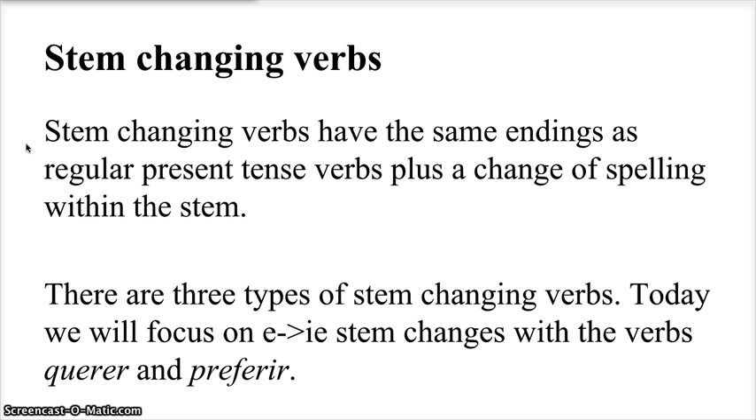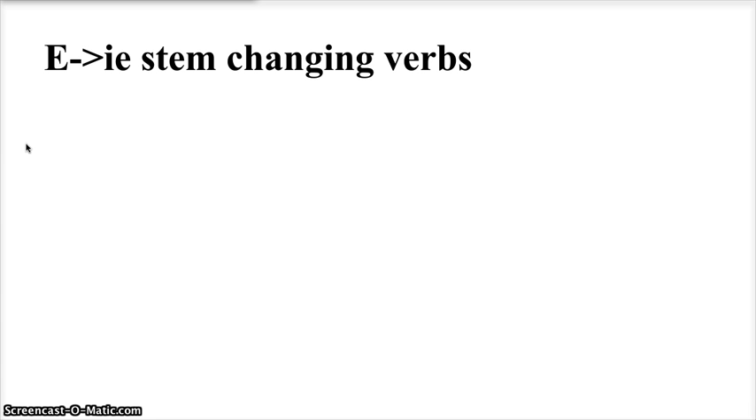There are three types of stem changing verbs. Today we are just going to focus on E to IE stem changes within the verbs querer and preferir. These two verbs are what we are going to use as examples to learn E to IE stem changing verbs, and they are two verbs that you will need to know as they are what are focused on in your grammar packet and this unit.